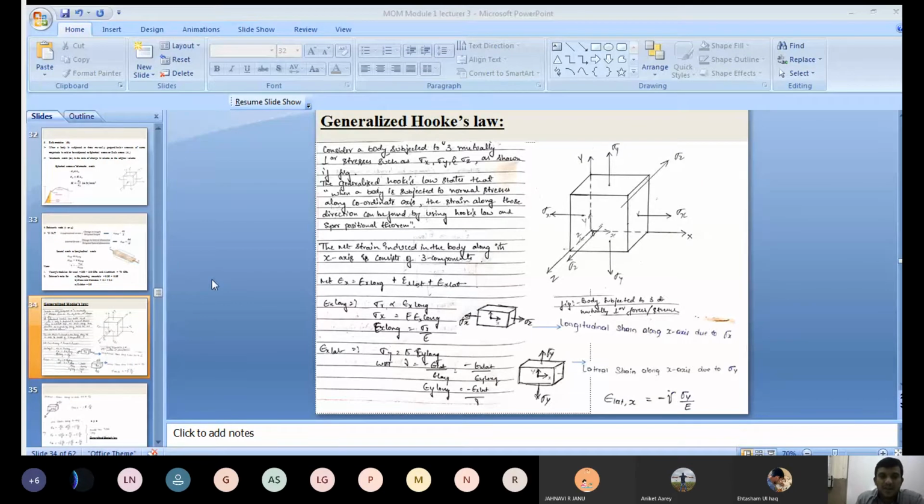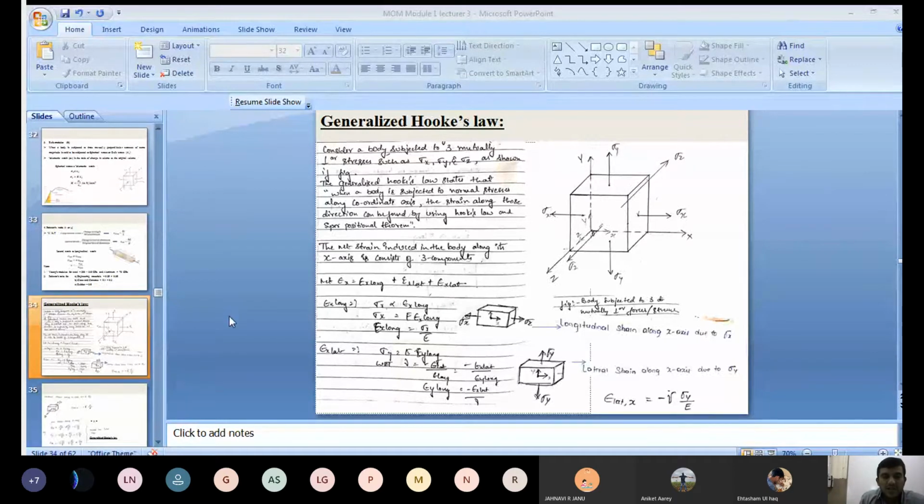Then how to determine the longitudinal strain due to sigma x, the lateral strain due to sigma y, and the lateral strain due to sigma z? How do you determine all these three things? First, you take the first one. Consider a cube subject to only sigma x here. Now here the sigma x is acting along the x direction. If sigma x is acting along only the x direction, the strain is also induced along the x-axis only, right? See that, applying Hooke's law.